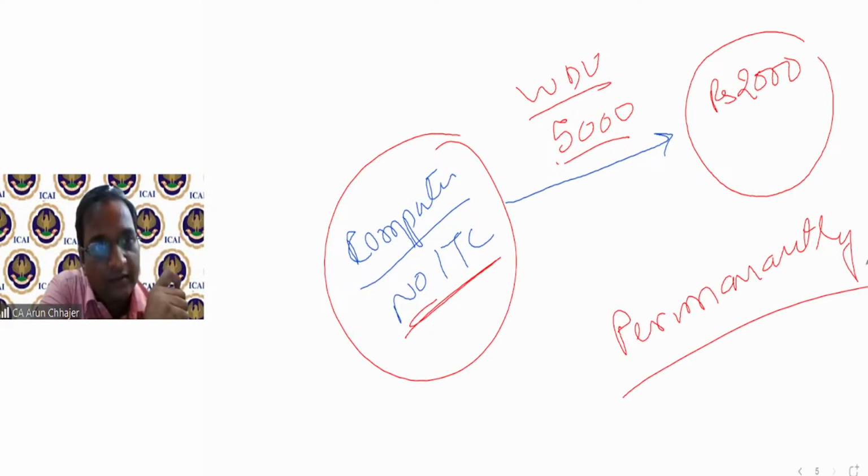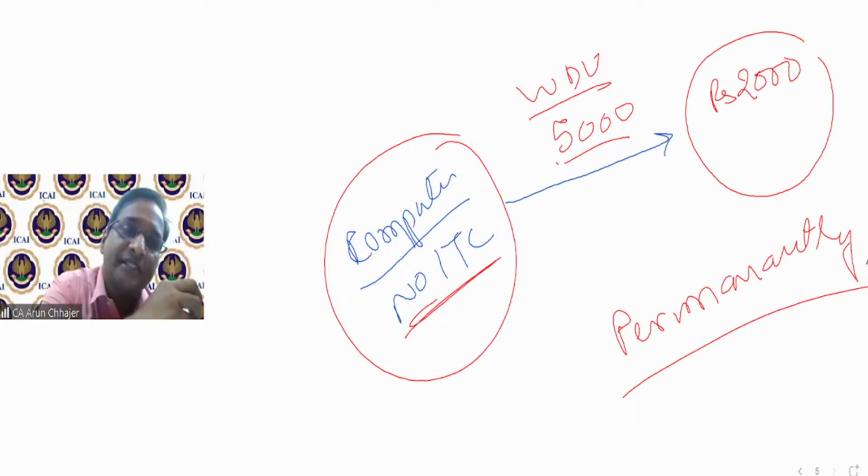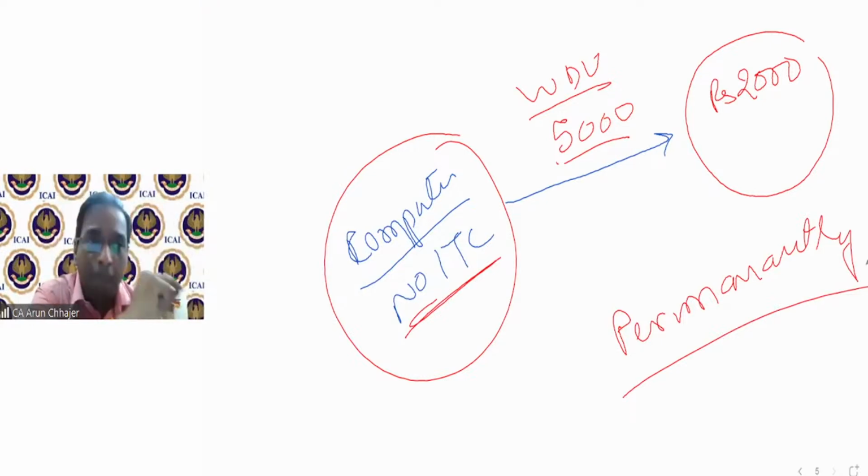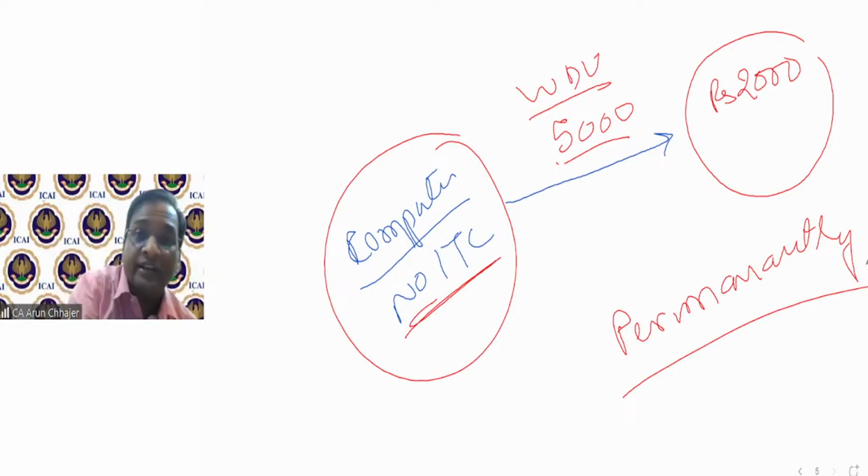Masters XYZ Limited has purchased the computer. At the time of purchase, they have not taken the ITC for some reason. Now that computer has been sold for rupees 2000 to the scrap dealer, and that sale is below WDV. My question is whether they need to pay the tax or not. Give me the reason also.